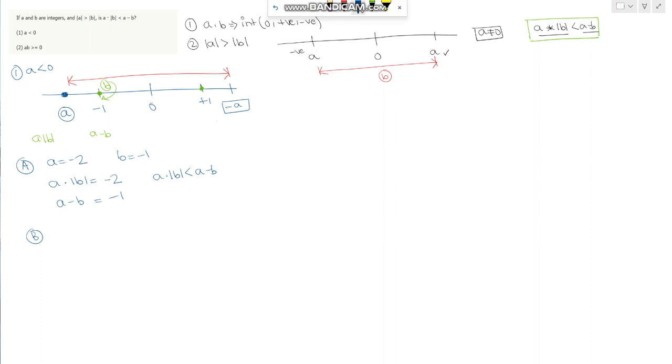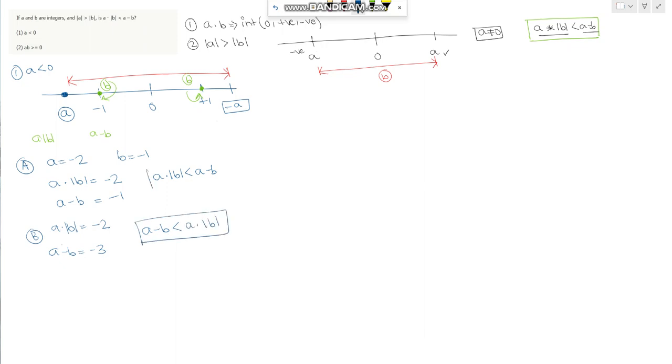Now, in the second case, the value of A into mod of B will be equal to minus 2. And the second case is the one wherein B lies in here. So A into mod of B will be equal to minus 2, while the difference between A and B will now be more negative. The distance has moved towards the negative side. So A minus B will now be equal to minus 3. So in this case, A minus B is less than A into mod of B.